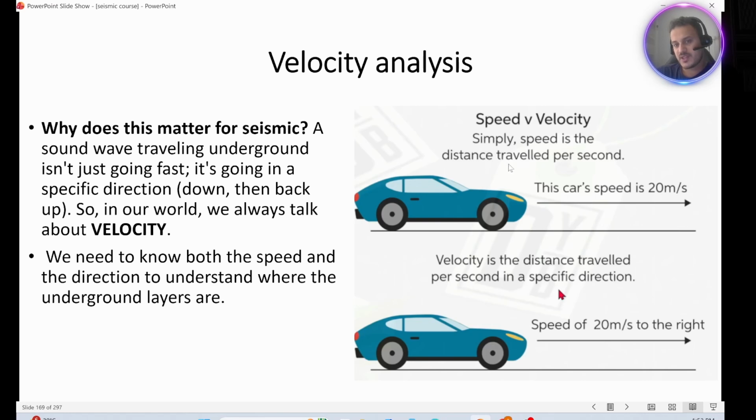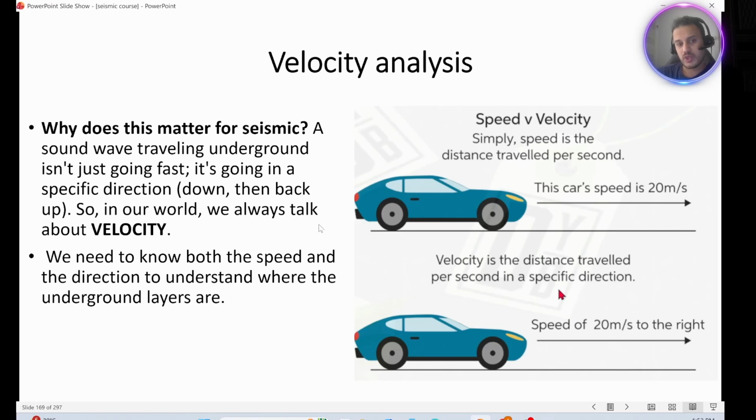The speed is the distance traveled per second, but the velocity is distance traveled per second in a specific direction. So in here, velocity differs from speed by adding the direction: to the right, to the left, to the middle. So why does this matter? Because when the sound wave travels through the ground, we have to calculate the velocity and the time, and also the direction of these waves going down, then back up.